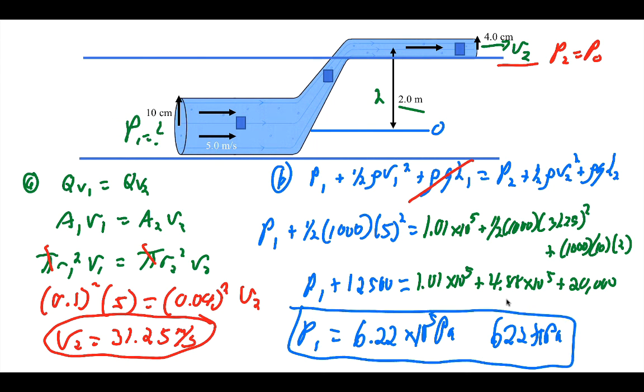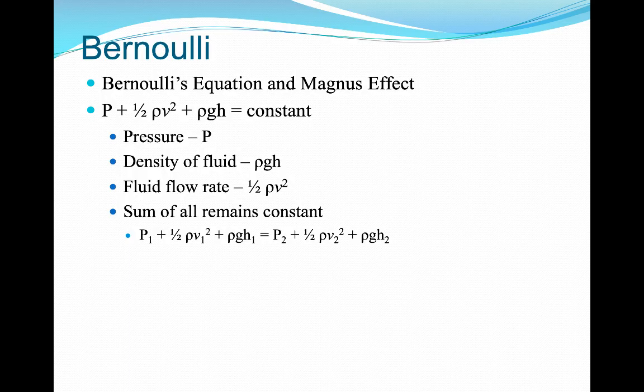Now, again, that makes sense because there should be a lot of pressure at the bottom, because this has to both be able to push the water up 2 meters in height and keep it moving along at its speed. So that's going to take a lot of pressure. Plus it has to overcome the atmospheric pressure for the water to literally escape. And that's how Bernoulli's equation basically works.